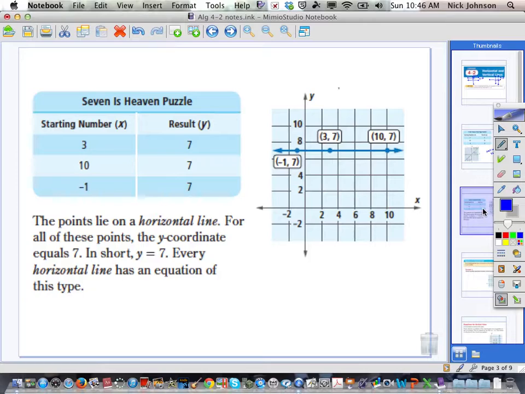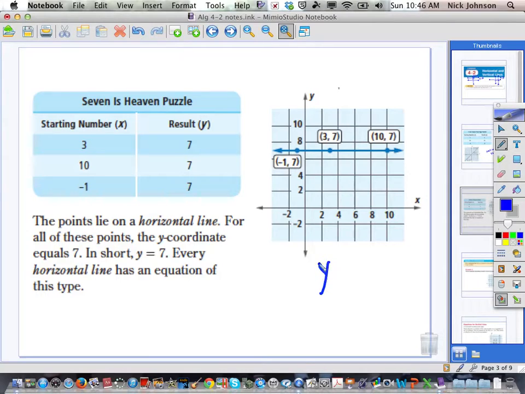If you look at the 7 is heaven puzzle, okay? This is the puzzle where your result is always 7. You always get 7 out. It doesn't matter what number you put in, you always get out 7. So if you put 3 in, you get out 7. You put 10 in, you get out 7. If you put a negative 1 in, you get out 7. But they graph these points. Notice this is a horizontal line.